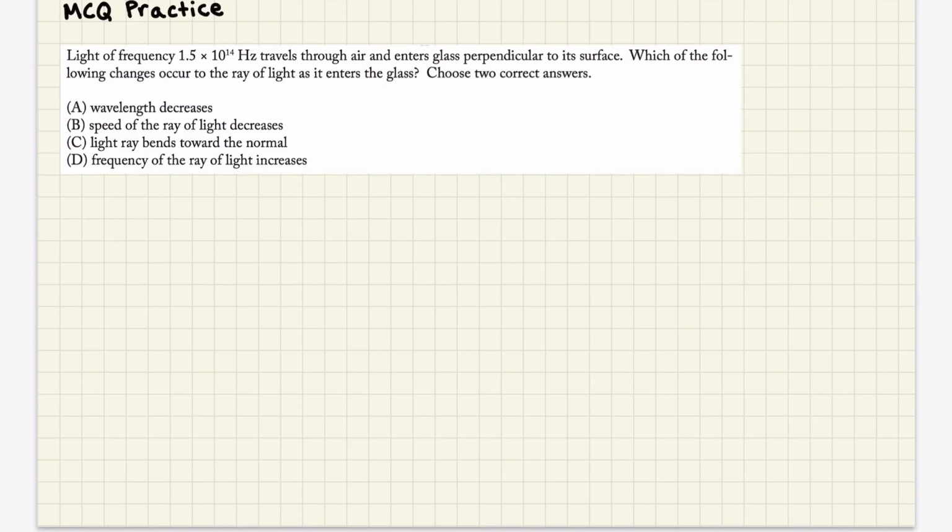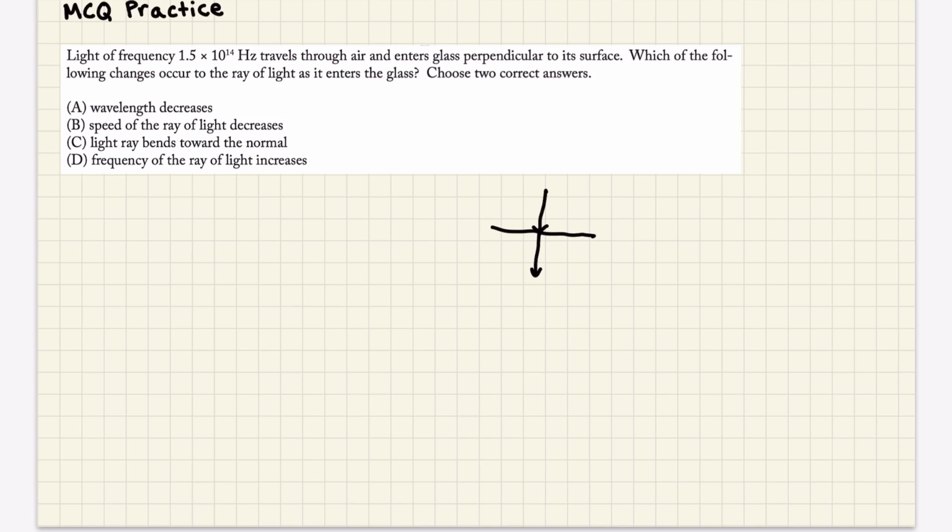So we're going to start off with this MCQ practice problem. It says there's this light with a certain frequency that travels through air and enters glass perpendicular to its surface. And so it's going to enter like this. And that means if it's perpendicular to its surface, there's going to be no refraction. It's just going to go directly through it.